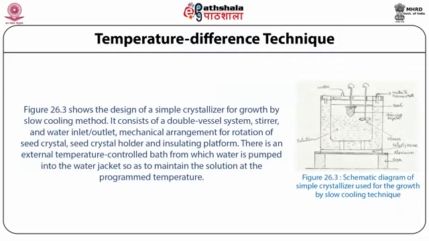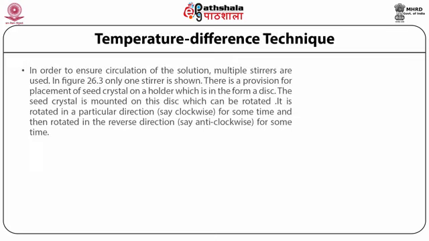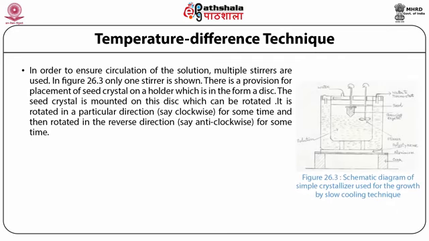Figure 26.3 shows the design of a simple crystallizer for the growth by slow cooling method. It consists of a double vessel system, stirrer, and water inlet and outlet, mechanical arrangement for rotation of seed crystal holder, and insulating platform. There is an external temperature controlled bath from which water is pumped into the water jacket so as to maintain the solution at the programmed temperature. In order to ensure circulation of the solution, multiple stirrers are used. In figure 26.3, only one stirrer is shown.